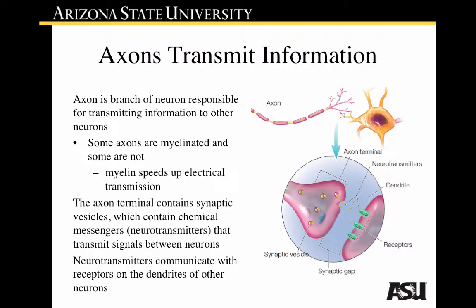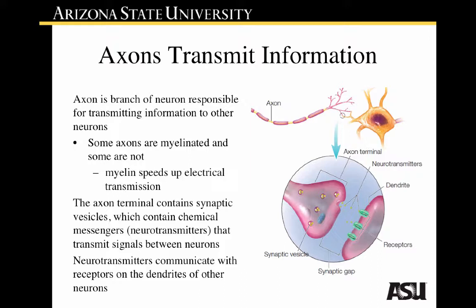The axon, which we described before, is responsible for transmitting information from one neuron to another neuron. So some of these axons are myelinated, that is, have that fatty sheath along them, and some are not. But that myelin tends to speed up electrical transmission. The axon contains what are called synaptic vesicles, and these synaptic vesicles contain chemical messengers, or what are called neurotransmitters. These transmit signals between neurons.